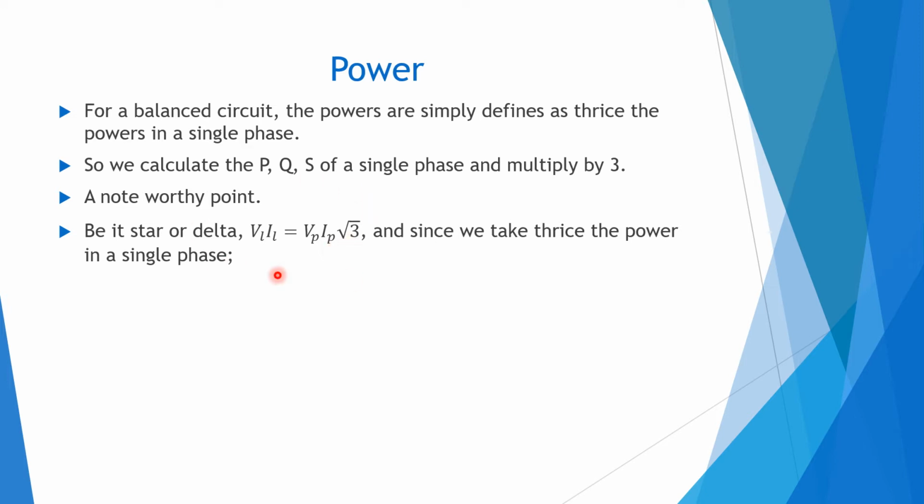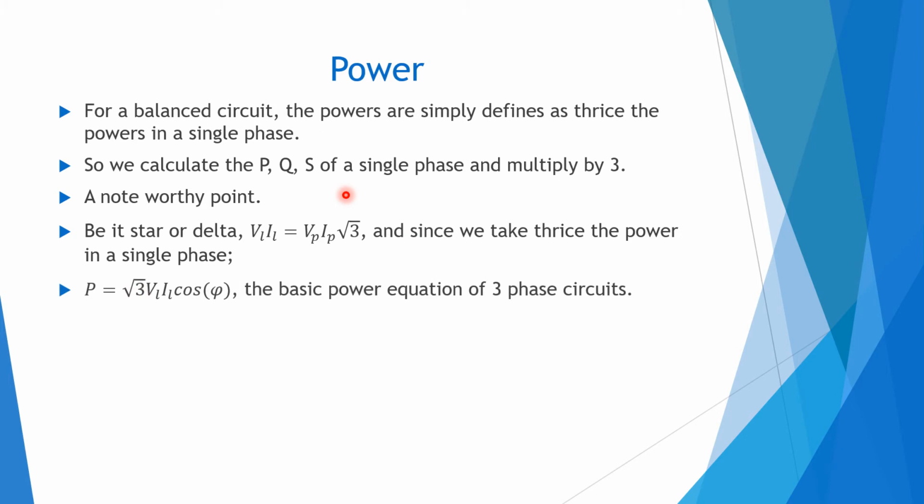Now, what are these VL, IL and VP, IP? VL and IL are the line voltages and line currents. VP and IP are the phase voltages and phase currents. So, see, if it was a star connected thing, the currents would have been the same, but the voltage would have been root 3 times. Had it been delta, the voltages would have been the same, but the current would have been root 3 times. So this always works. And since we are talking about 3 VPIP, that is the same as root 3 VLIL.